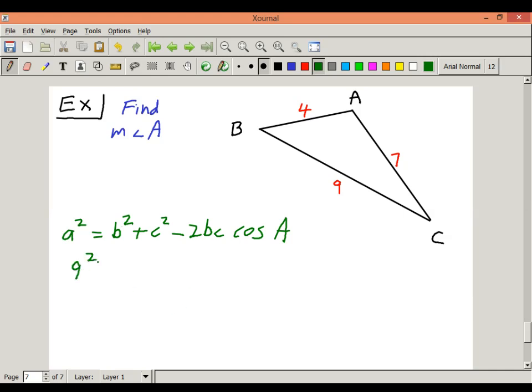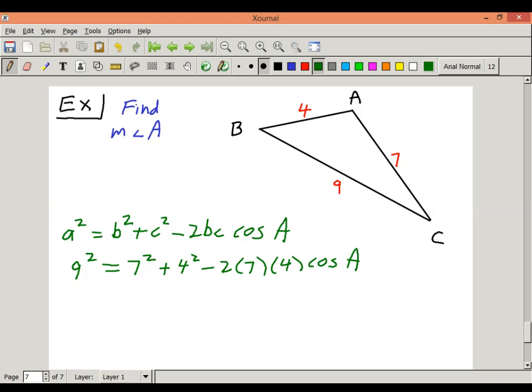This one's a little bit trickier with your calculator for sure. Equals b squared, so that's 7 squared, plus c squared, which is 4 squared, minus 2 times b, which was 7, times c, which was 4. And we don't know A, so cosine of A. Now I'm going to do some algebra here, maybe tricky for some people, and then we're going to get cosine of A by itself, and then we'll get that decimal, and then we'll take inverse cosine.